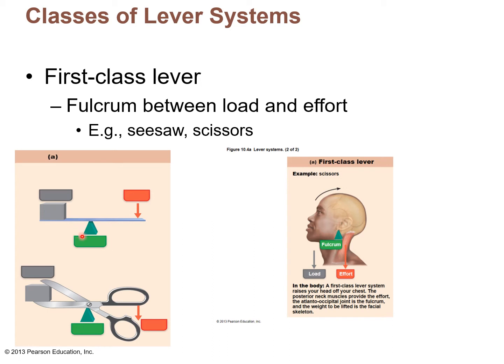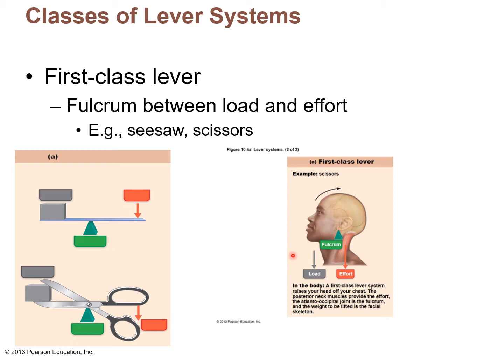So an example of a first-class lever where the fulcrum's in the middle is a seesaw, where you have one person here, and the balance point's in the middle. Scissors is the same type of thing. Fulcrum, again, is in the middle.